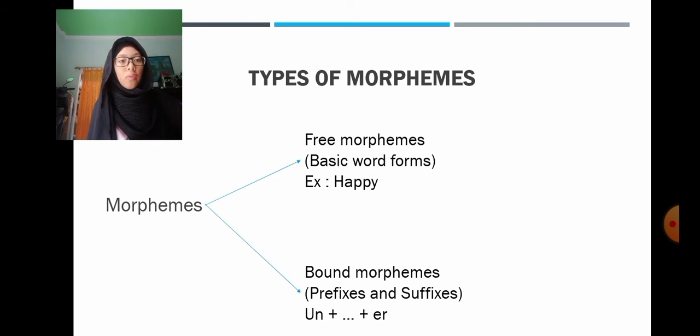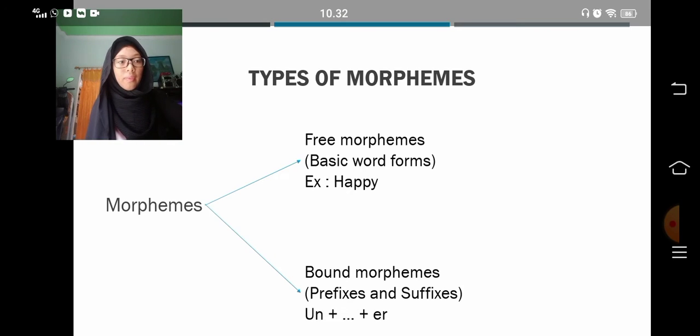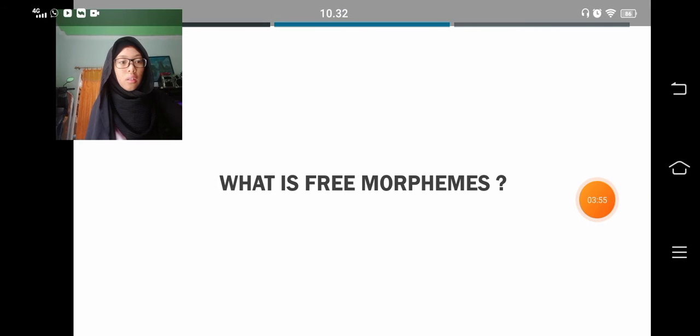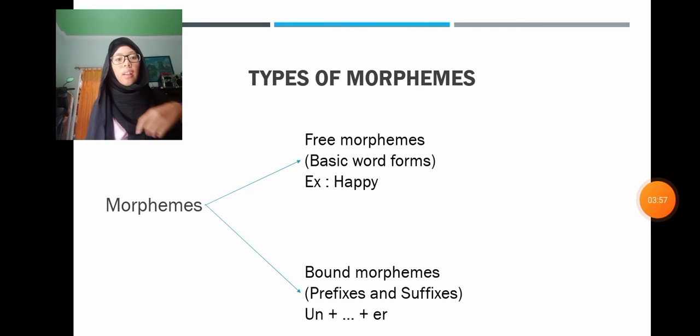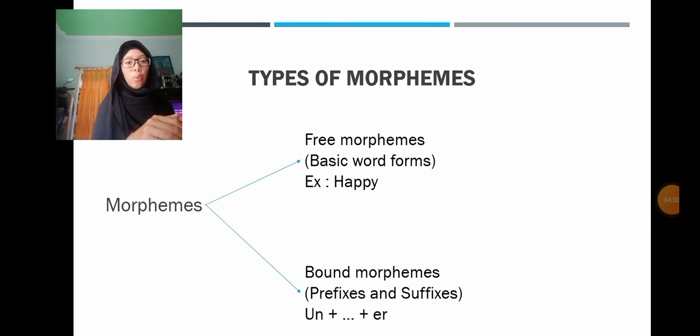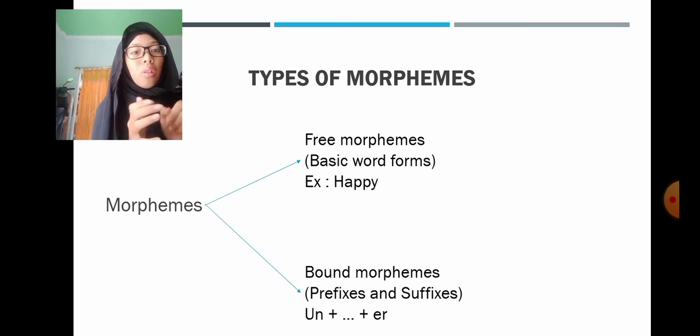types of morphemes. Types of morphemes. We have two types of morphemes. There are free morphemes and bound morphemes. What are free morphemes? Free morphemes are basic word forms.